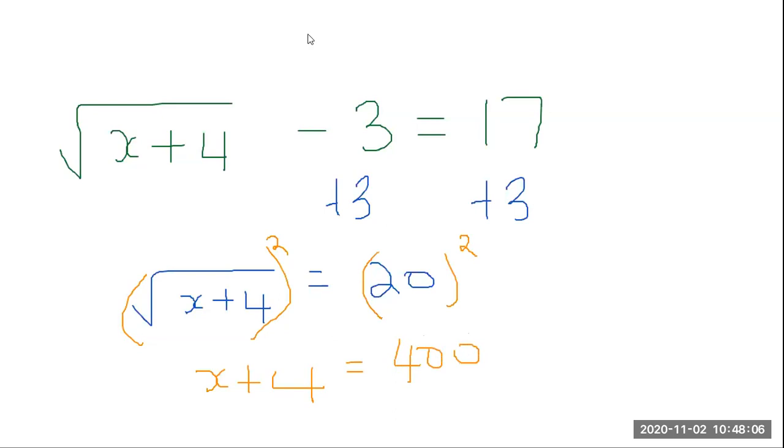Now I have to do the additive inverse again. Plus 4. Oh, Mr. McKnight, slow down. Be minus 4 on both sides. So then x is equal to 396.